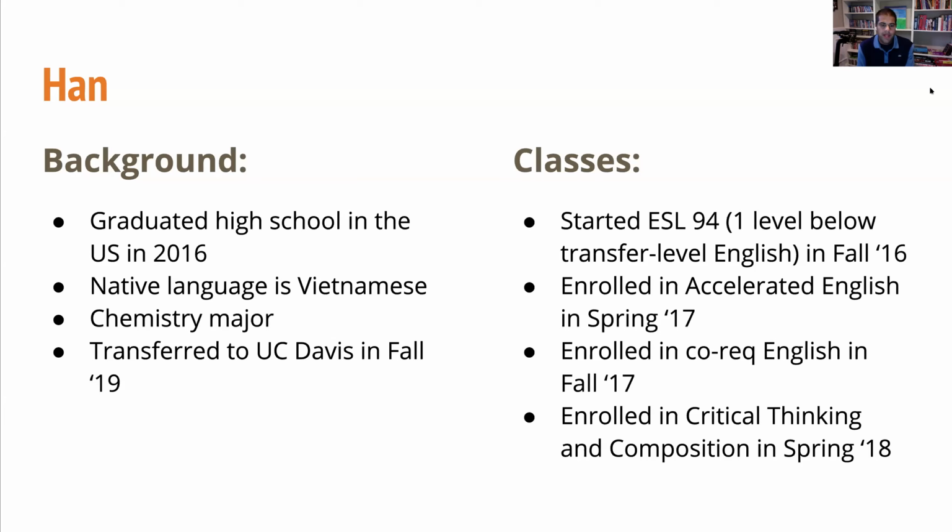And so when you're thinking about her wanting to transfer to Davis in a very competitive field like chemistry, where you need a very competitive GPA to get into that school, she chose to under enroll because she knew she'd be able to get an A in accelerated English. And with that extra preparation, she figured she'd be able to get an A in transfer level English as well. And then after taking transfer level English, she enrolled in our critical thinking composition course.